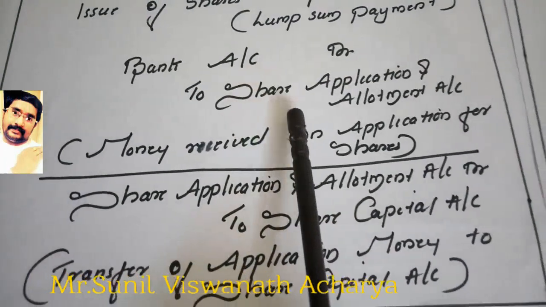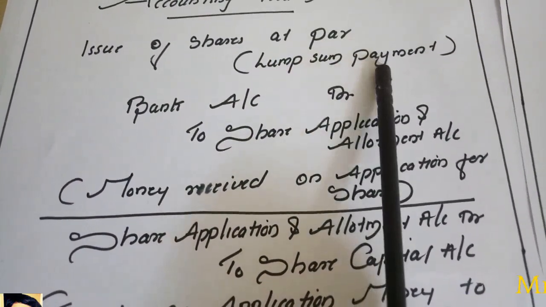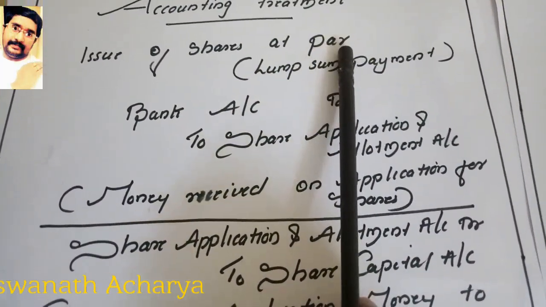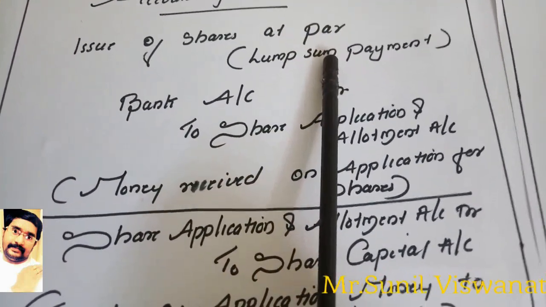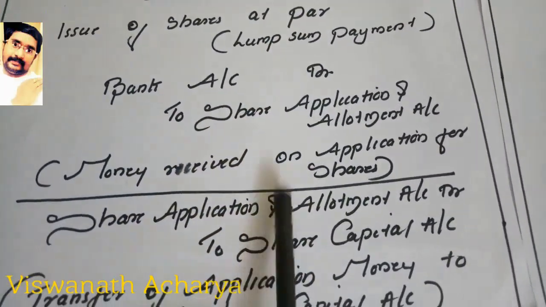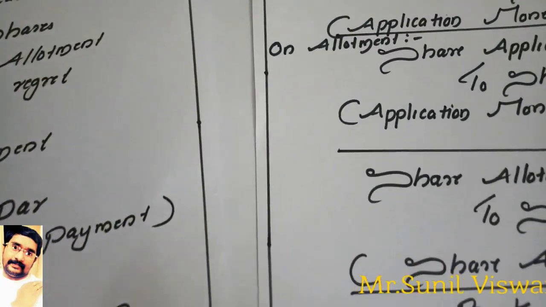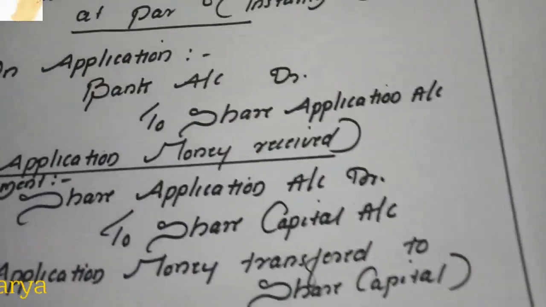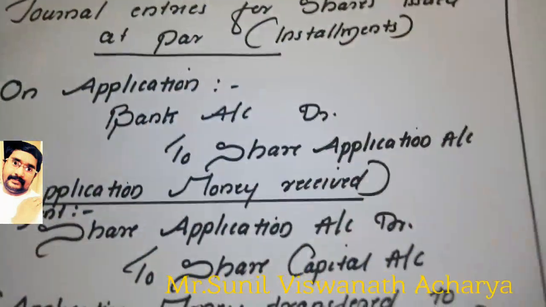Okay, so these two journal entries we follow whenever we are collecting money in lump sum. Lump sum means full value we are collecting together. Issue of shares at par means at face value we are issuing. Now we can discuss whenever the company issues shares at par in installments.